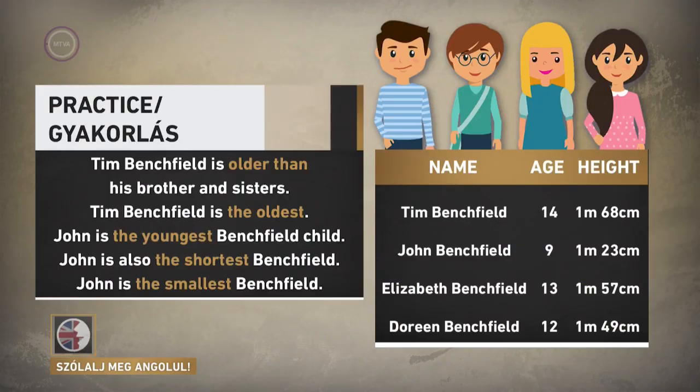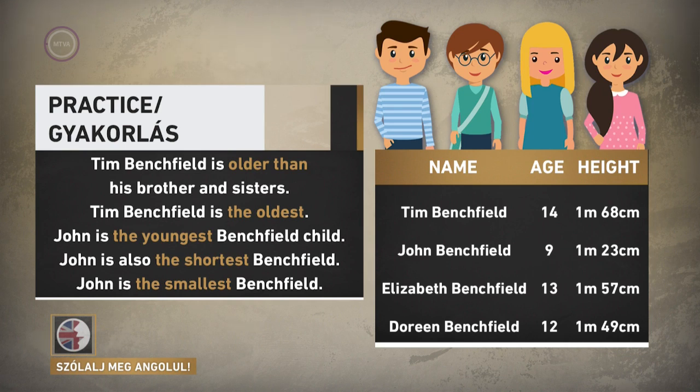Now, let's practice using the superlative with the information in the table, shall we? So, if we look at the table, we can see that Tim Benchfield is older than his brother and sisters. This means what? That's right, you are, squire. This means that Tim Benchfield is the oldest. And what can we say about John? Well, we can make two superlative sentences about John Benchfield, can't we? First, if we look at the Benchfield kids' ages, we can see that John is the youngest Benchfield child.